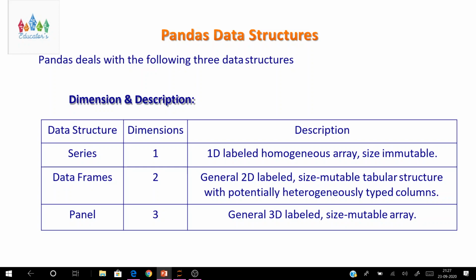Pandas deals with the following three data structures. Series: it is a one-dimensional homogeneous array whose size is immutable. Data frames: it is a two-dimensional labeled array whose size is mutable and it has a tabular structure. Panel is a general three-dimensional labeled array whose size is mutable.